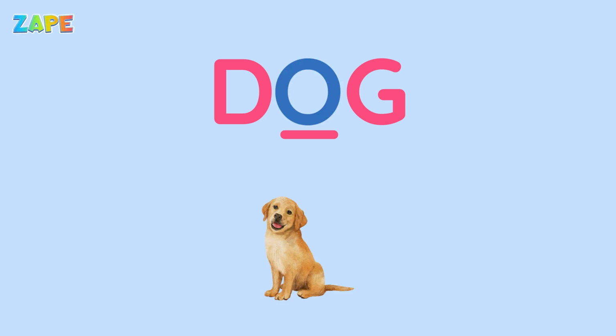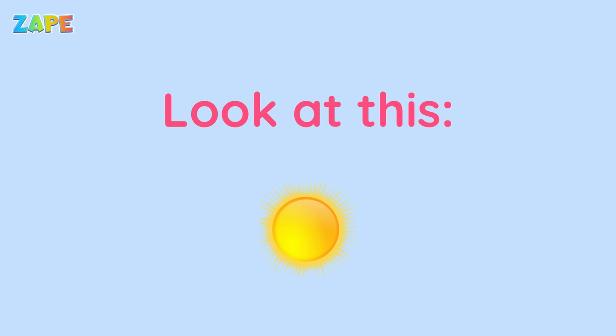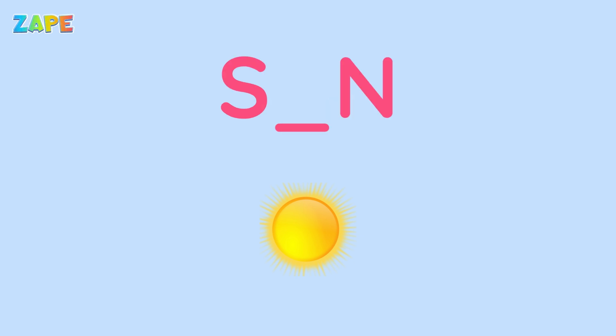Here's our first one. D, fill the blank, G. What's missing? Yes, the letter O that makes dog. Woof woof. Look at this. S, fill the blank, N. We need the letter U. Now it's sun, shining bright in the sky.